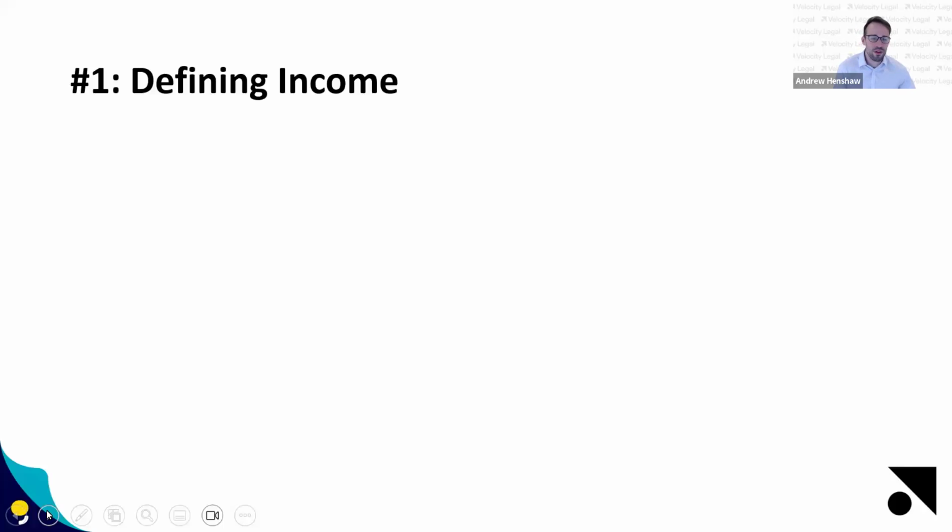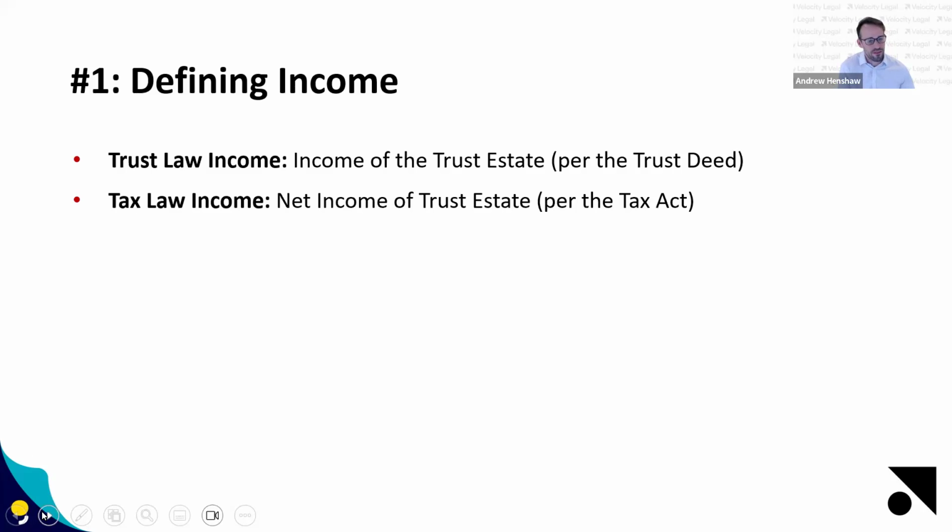So I'm going to move on to 10 different little subtopics, things that I think are probably the most important. It's not a definitive list, but these are what I think are the most pertinent issues when you're looking at a trust deed. So the first one is income, and defining income.